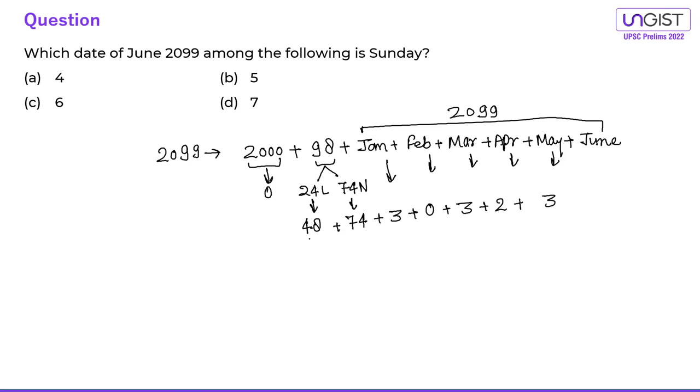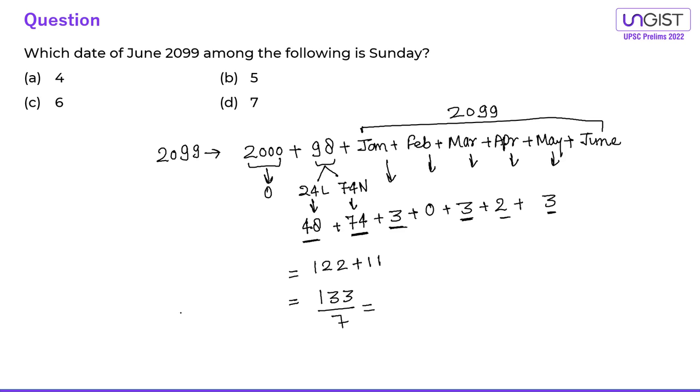Okay, so this is 48 plus 74. 48 plus 74 is 122. 3 plus 3 is 6. 6 plus 3 is 9. 9 plus 2 is 11. So 122 plus 11 is 133. Right? 133, if we divide by 7, obviously the remainder is 0.